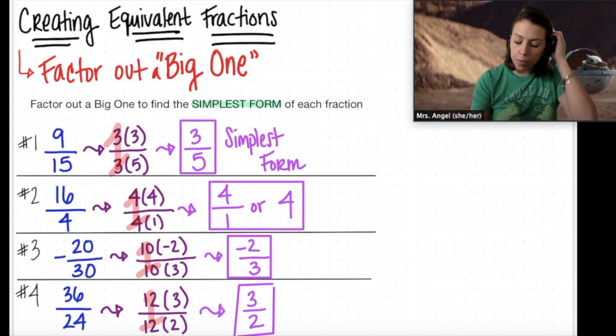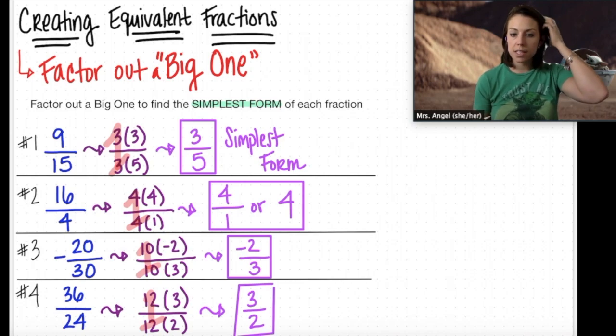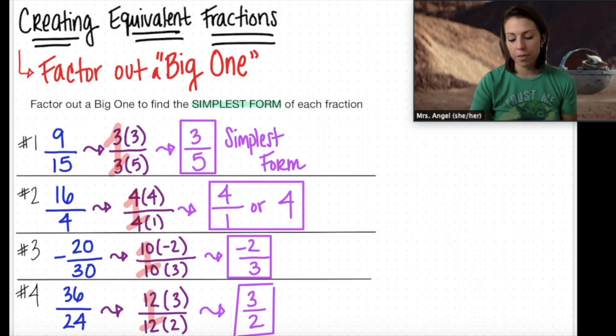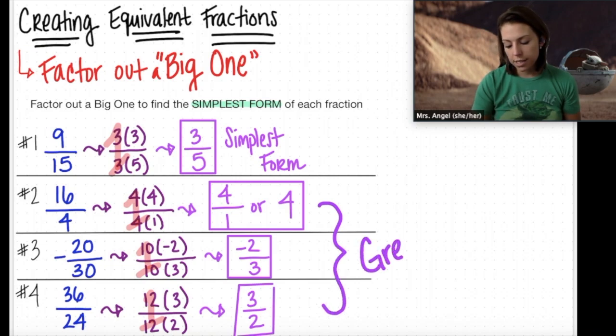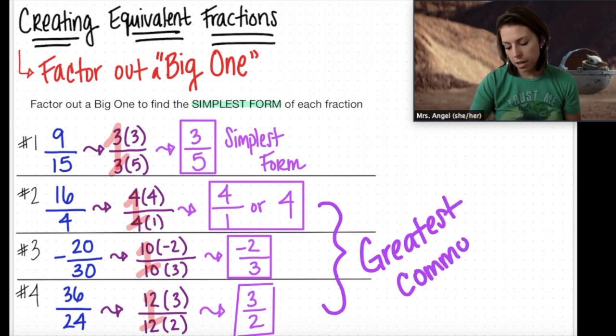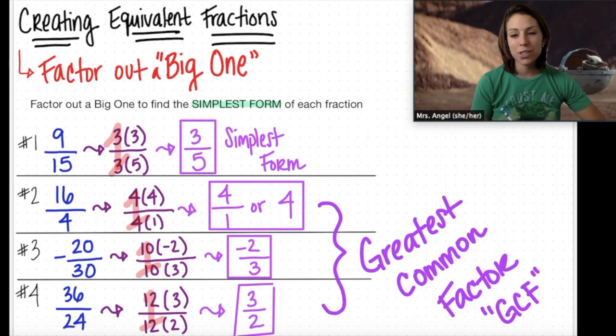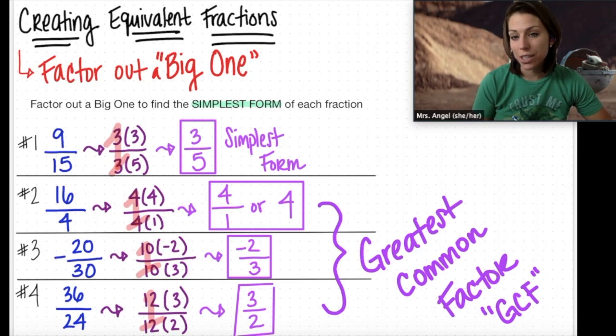Now, in all three of these examples, I managed to simplify all of them in one step. Sometimes it takes students more than one step to simplify. That's because I used what's called the greatest common factor. It's called the GCF for short. And that's something that you're actually going to be going over with your teachers in your lesson for today.